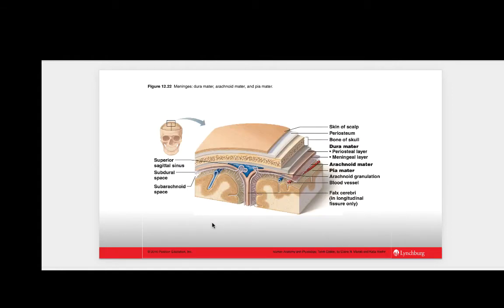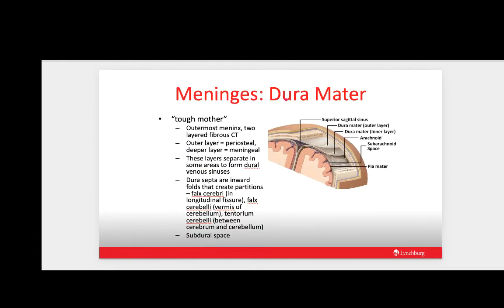So we have 3 layers of meninges. The outermost layer, so this is going to be the most external layer, and this is going to be the dura mater. And so here's our dura mater here. So if we basically peel down just underneath the bone of the skull, we're going to see the dura mater. So this is going to be most external. Okay, and this is basically a double-layered fibrous connective tissue. The outer layer is the periosteal layer, and it's attached to the bone underneath the skull. The deeper layer is called the meningeal layer.